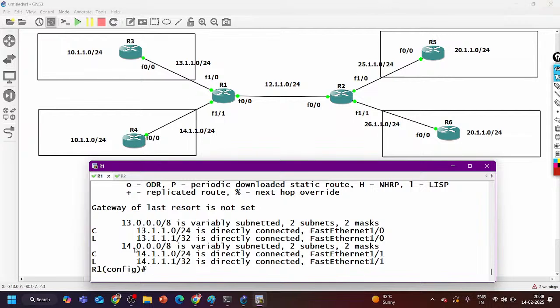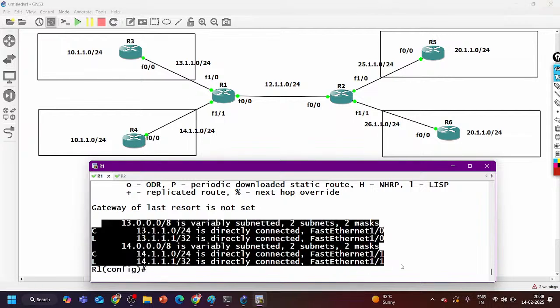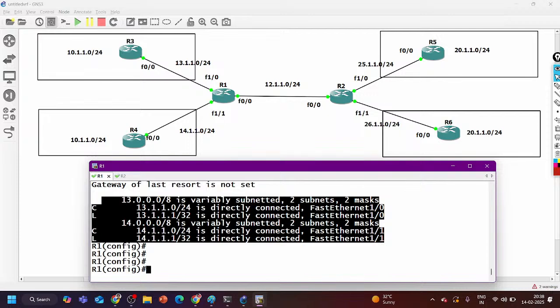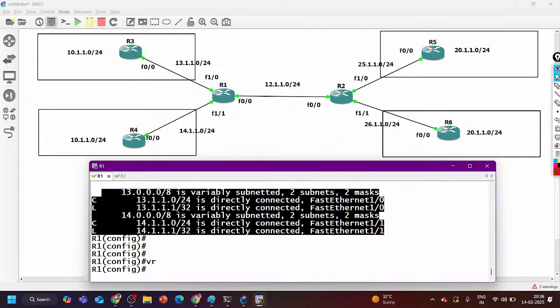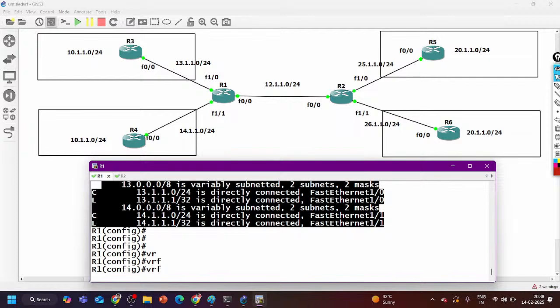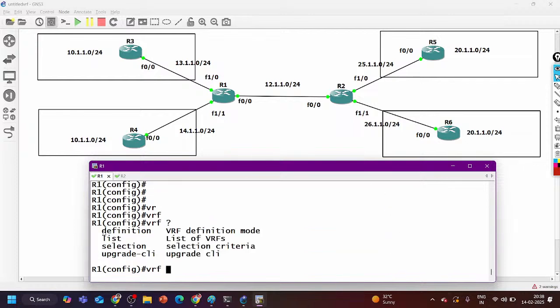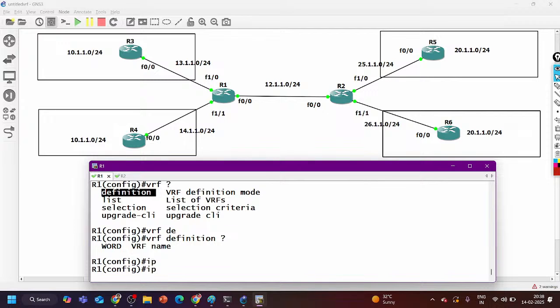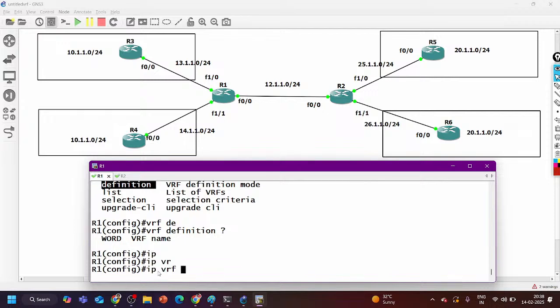You can see both the interfaces are part of the same routing table, but I want to separate these two customers, right? Let's create the VRF. VRF definition is the command to create a VRF, and after that you can give any name to this VRF. Another option to create the VRF is ip vrf, but here I have defined the IP command. That means this VRF is only for IPv4. VRF definition can work for IPv4 as well as for IPv6.